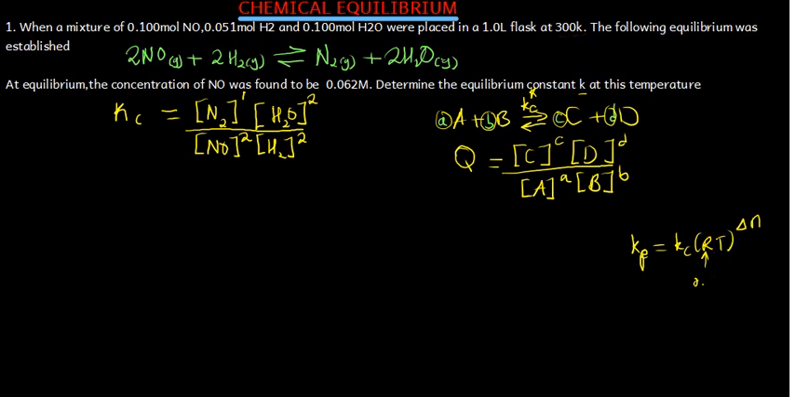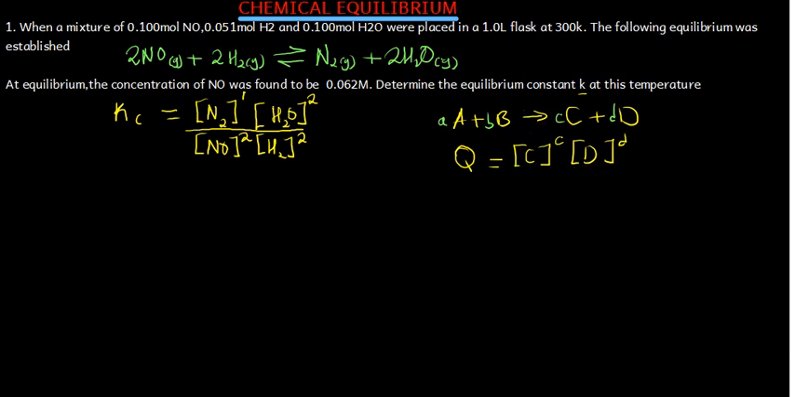Now, what we want to find is Kc. We want to calculate the equilibrium constant using these concentrations. Of course we are also going to determine Kp, but we don't know all the equilibrium concentrations, do we? No.